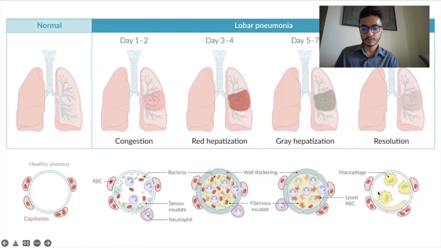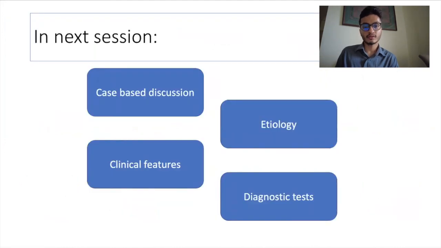So that's all for the introductory part and the pathogenesis of community-acquired pneumonia. In the coming next session, we'll be talking much more practical that involves case-based discussion, the etiology, clinical features, and diagnostic tests. Thank you.